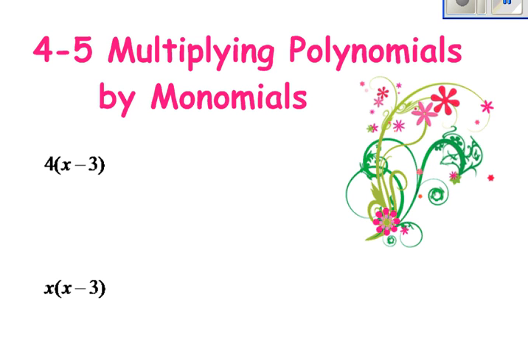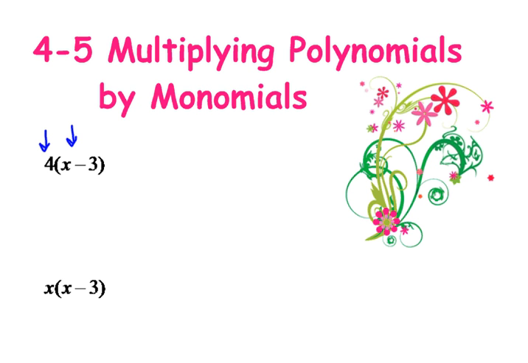This lesson is multiplying polynomials by monomials. We're also going to multiply polynomials times polynomials. Our outside piece here is our monomial. You'll see it doesn't have any addition and subtraction. The inside piece has subtraction, so it is a polynomial.